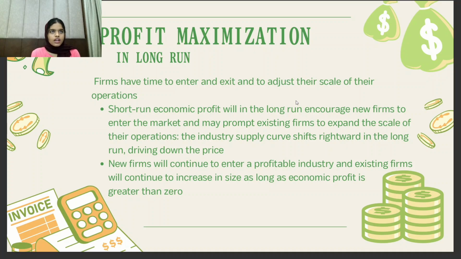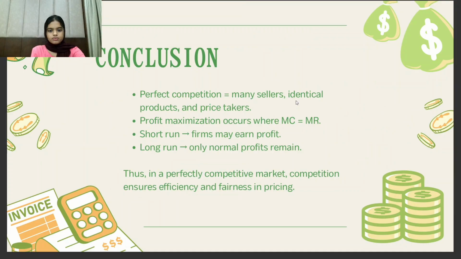Now we are going to profit maximization in the long run. In the long run, the firms can enter or exit the market easily. So, if existing firms earn profit and new ones enter, this increases the total supply in the market. So, as the supply goes up, the price goes down and the profit reduces.